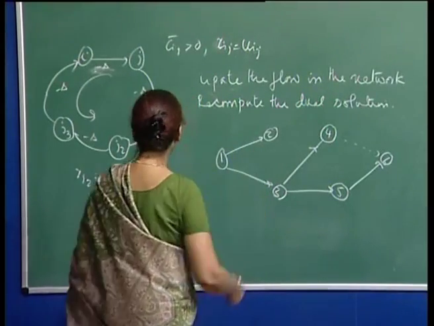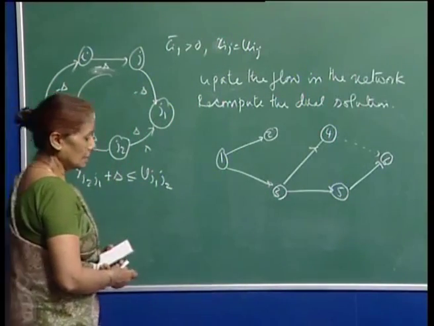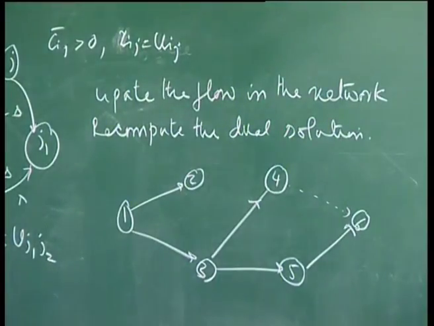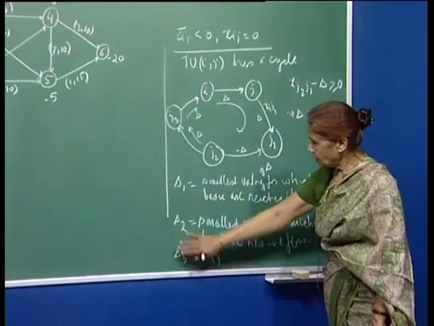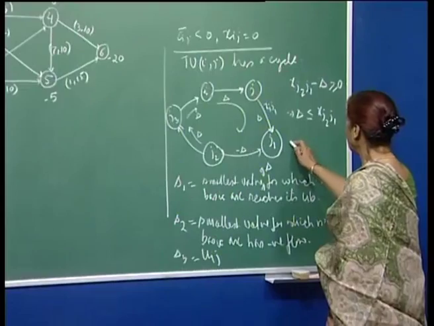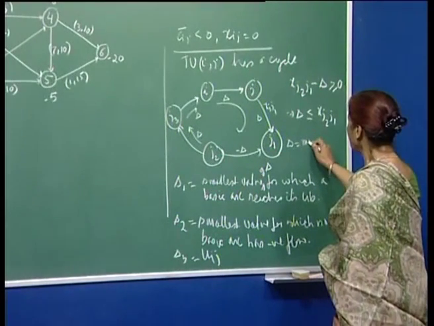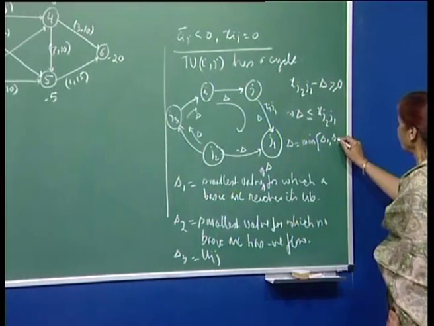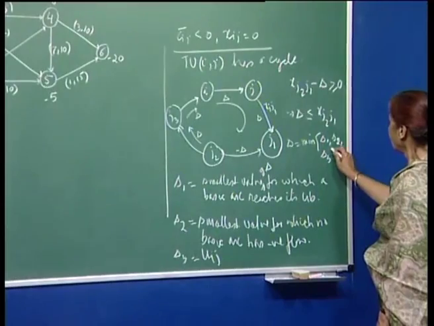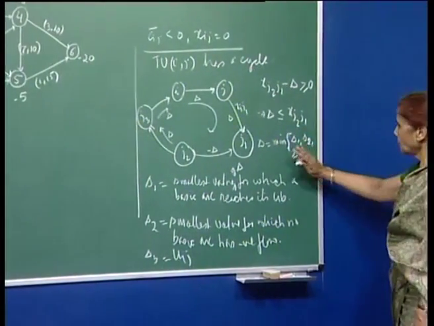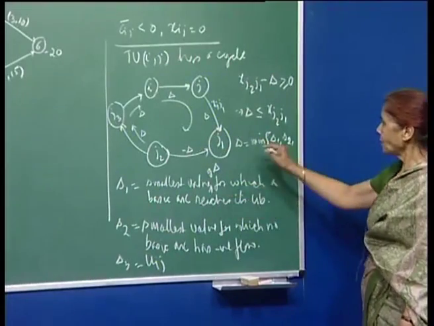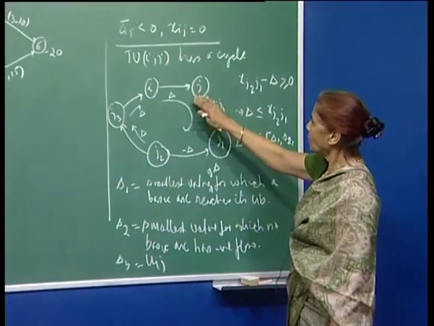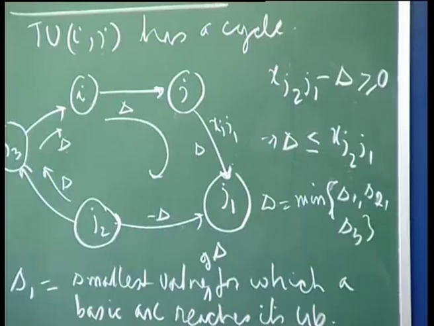I should have mentioned this also: if delta is equal to delta 1, that means the minimum of the three. I should have written that down. So the final choice of delta is the minimum of delta 1, delta 2, and delta 3. I hope you can read it. Once you compute these three numbers, choose the smallest one of the three, and that will be the value of delta at which this arc will become a basic arc, and the flow will get determined.